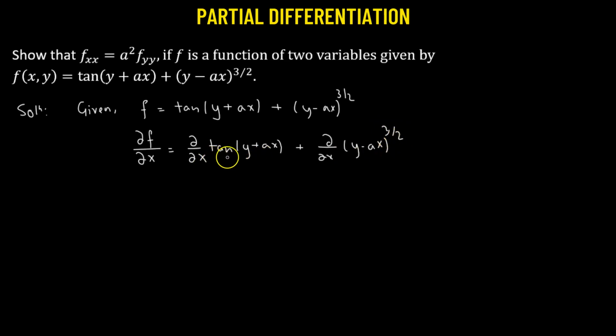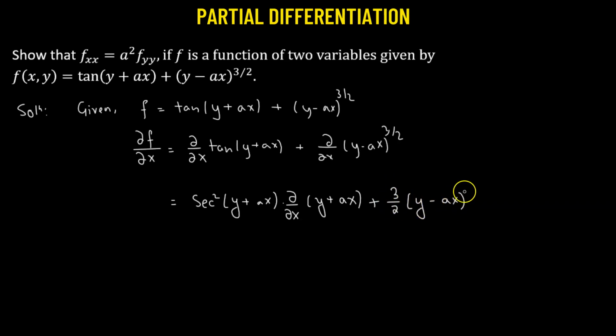And we know that the derivative of the tangent function gives us the secant squared function. So here we have secant squared of y plus ax, which is obtained by taking the derivative of the tangent function with respect to y plus ax. But we'll also have to use the chain rule, so we'll multiply it by the partial with respect to x of y plus ax. And this will be now added to, here we'll have to apply the power rule. So here we have 3 over 2 multiplied by y minus ax whole raised to the power of 3 over 2 minus 1 times the partial with respect to x of y minus ax.